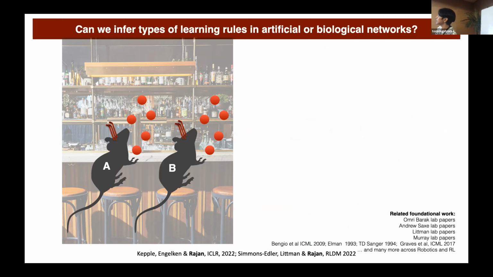So if mouse A and mouse B learned differently, the question I want to ask is, can we infer the types of learning rules that are in play in artificial or biological brains by doing something with these types of models? So enter the spiritual connection of this technique called curriculum learning. Curriculum learning has an analogy to psychophysical shaping, or this protocol that experimentalists use frequently.